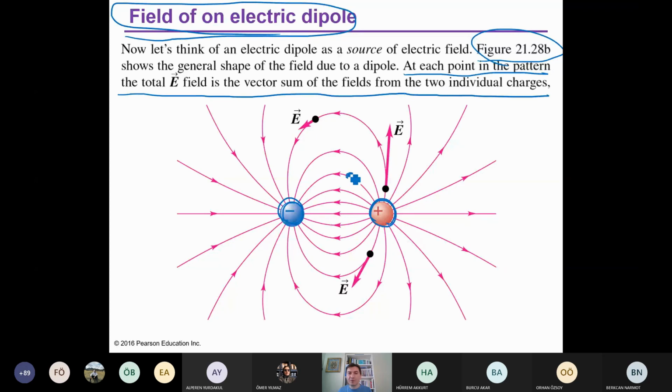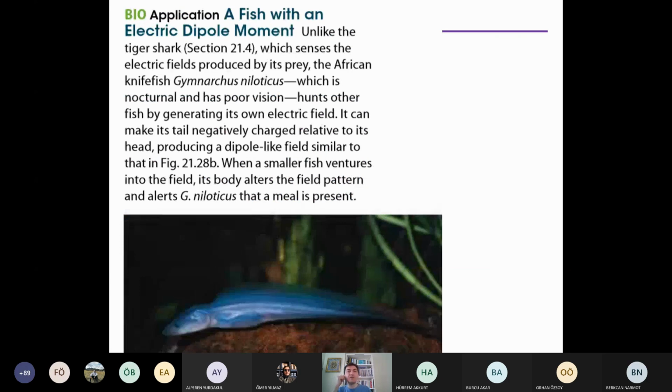But what about the magnitude? You have to calculate this component, then you have to calculate this component, and then the superposition of the electric field vectors. Then you can calculate the direction and magnitude of the electric fields produced by each charge of the electric dipole at this point P, for example. So now I have two transparencies. First of all, I will give you the bio application, then I'll have one example, then I will finish my lecture. Okay, bio application: a fish with an electric dipole moment.